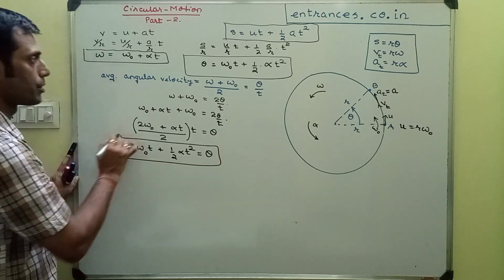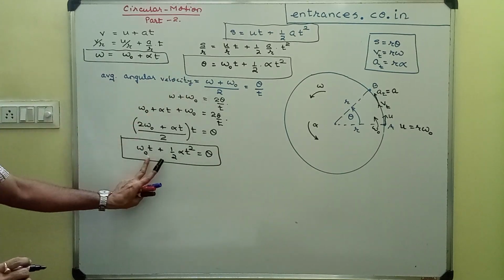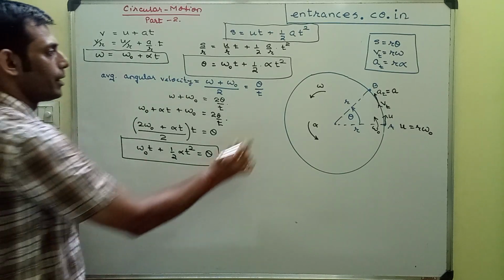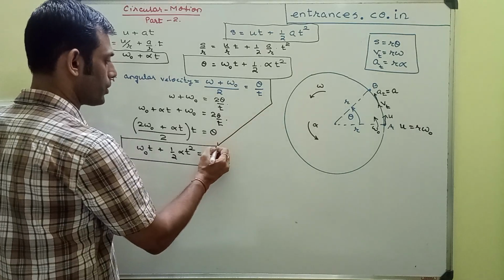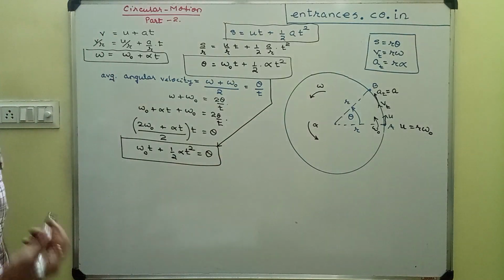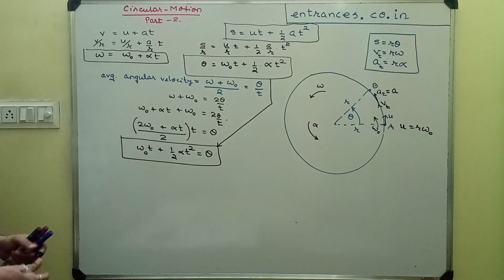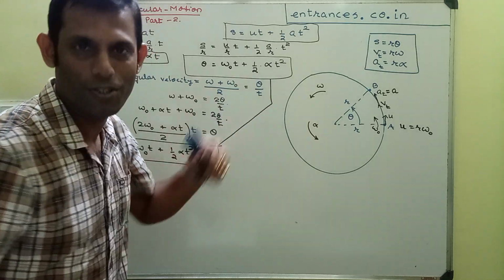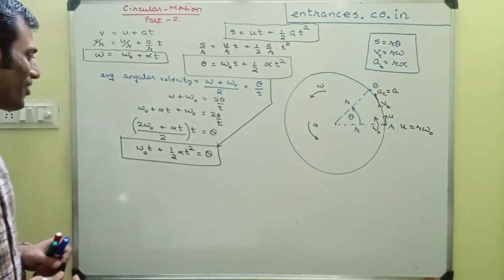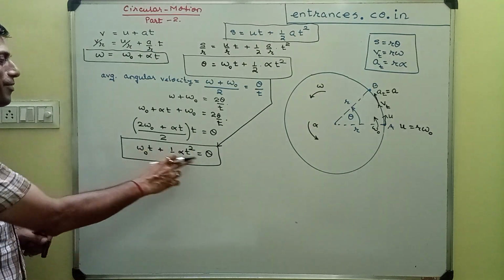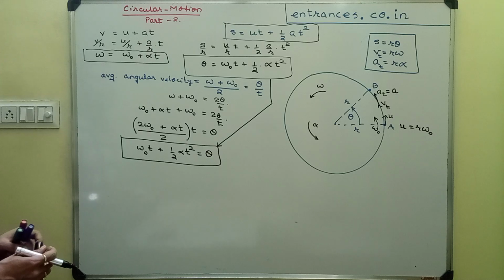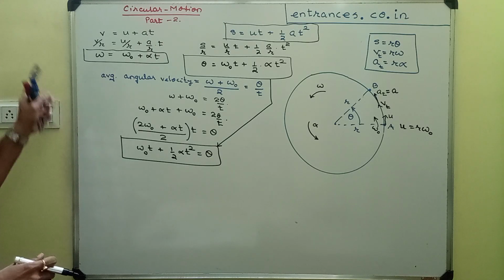Now look at this. It's exactly the same, and this is what I was talking about, that you can obtain this in one more way. It's round and round, you can say, just because there is a circular motion, just for the sake of fun, I'm saying this. Now omega t plus half alpha t square is equal to theta. So how many equations do we have?